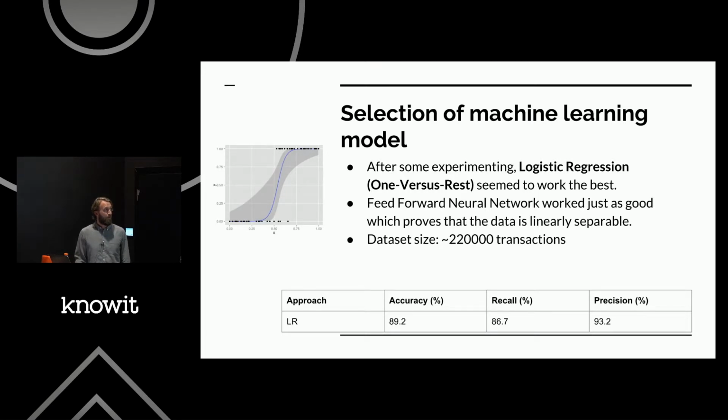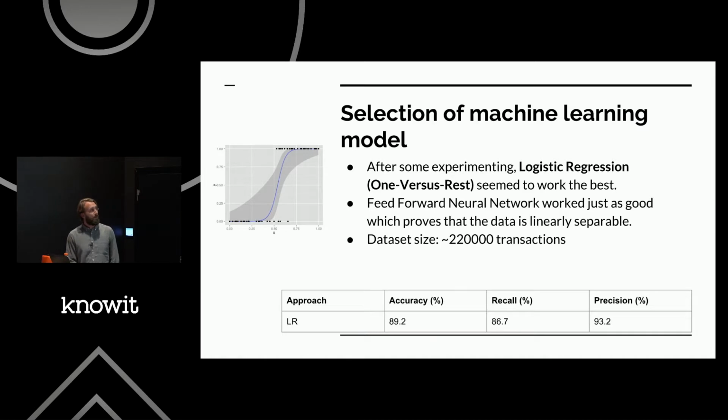Feed-forward neural networks also work just as well, but this just proves that the data is linearly separable. A feed-forward neural network will produce the same results as a logistic regression model as long as this is true. It just means that you don't need the non-linearities that a feed-forward neural network provides.